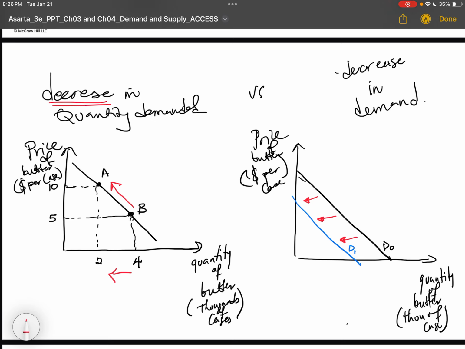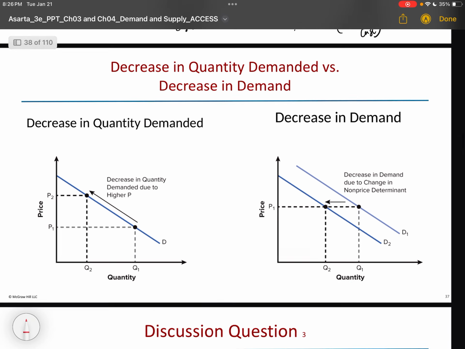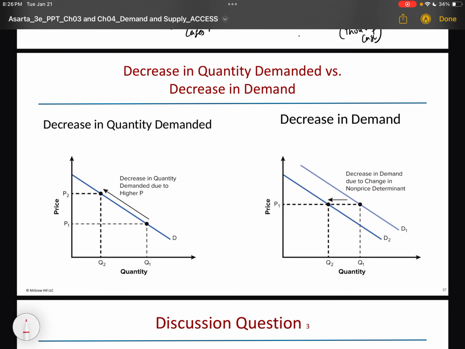Do you see this? This is what I want you to be able to pause and do by yourself, drawing the graphs by yourself. If you cannot draw graphs by yourself, you will not do well in this class, okay? All right. So I want you to do well in this class, so pause and draw. Okay. And there it is, a decrease in quantity demanded. That is what it looks like.